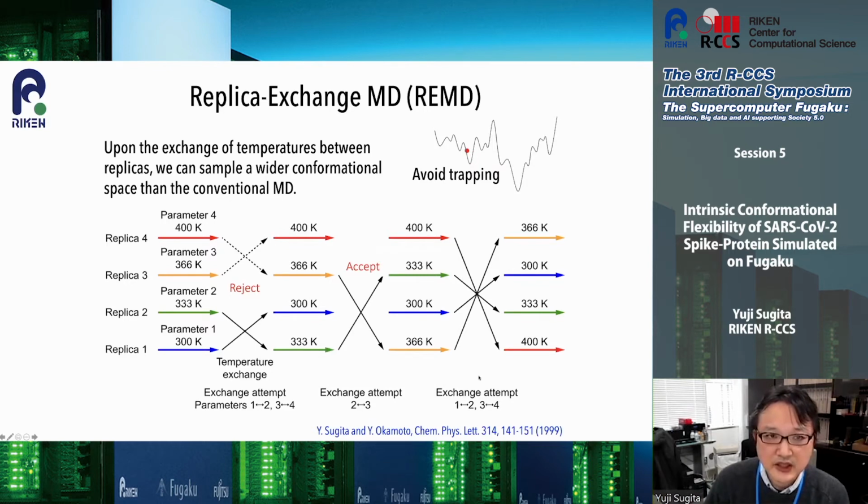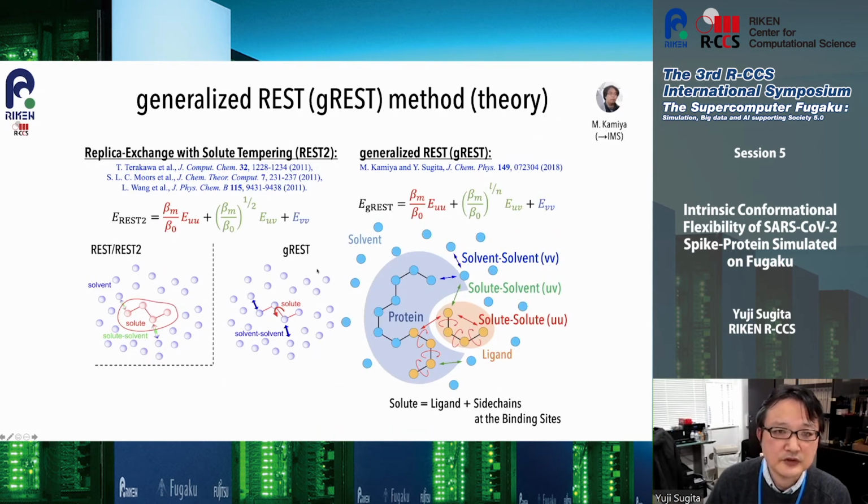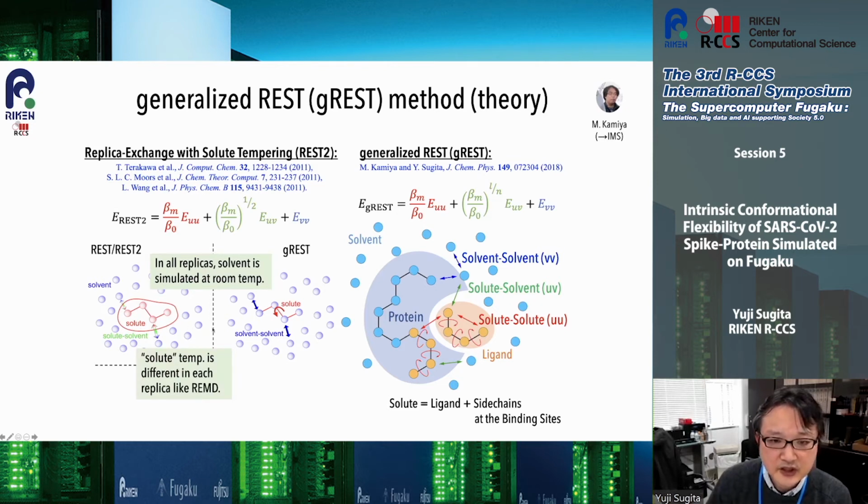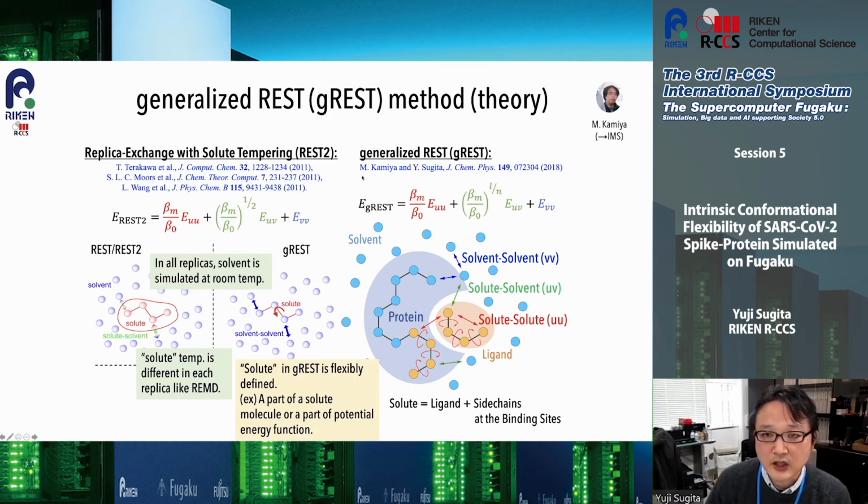So we decided to use the replica exchange method. It was the temperature replica exchange that Professor Okamoto developed more than 20 years ago. But now people prefer to use REST simulation, and REST2 was invented by a different group. In this case, the solvent temperature is kept at room temperature in all replicas, but the solute temperature is different, like replica exchange. And our modification, which we call GREST, Kamiya-san developed.